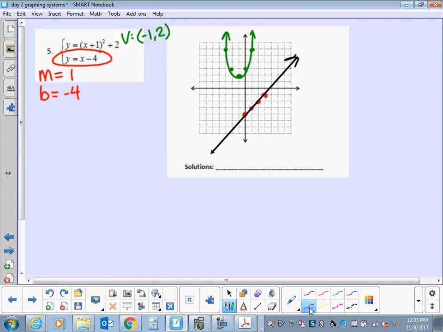What's my solution? None. They're not intersecting at all. On your test or something, if I say like number 5 with the same problem and then solutions without a graph, you don't have to graph anything. But if there is a graph, you need to be able to sketch your graph.